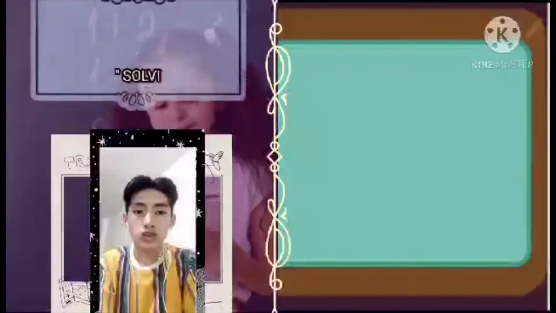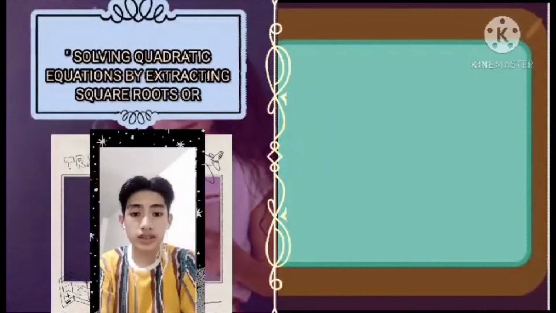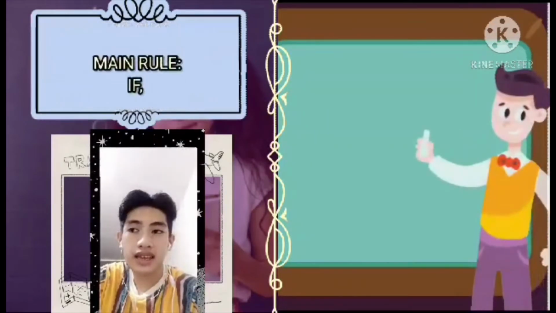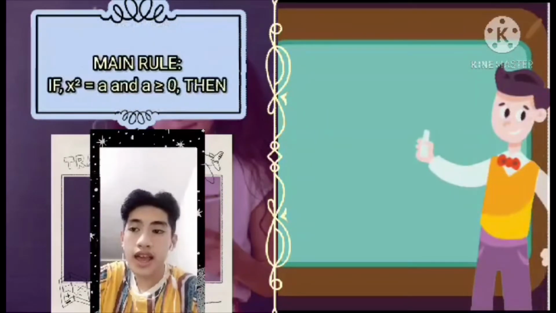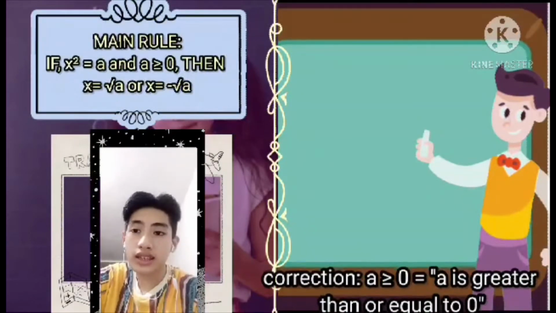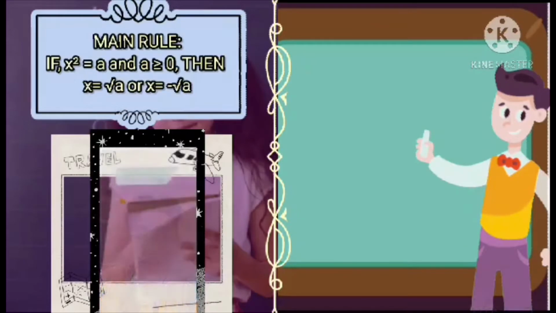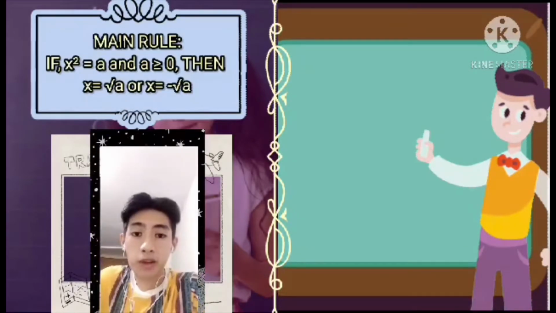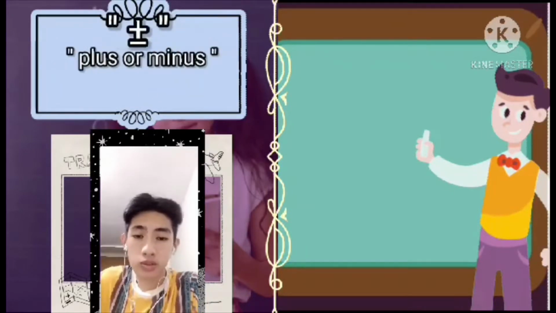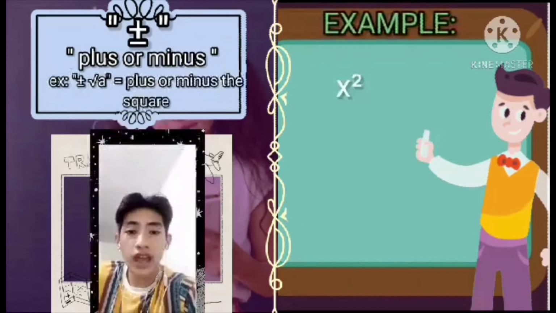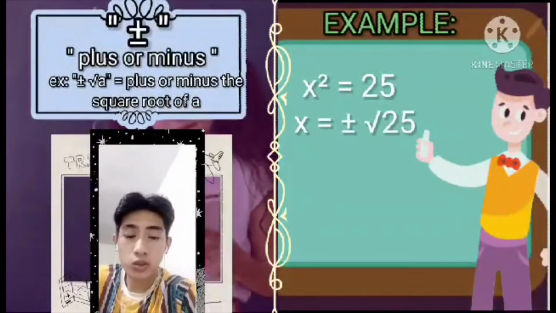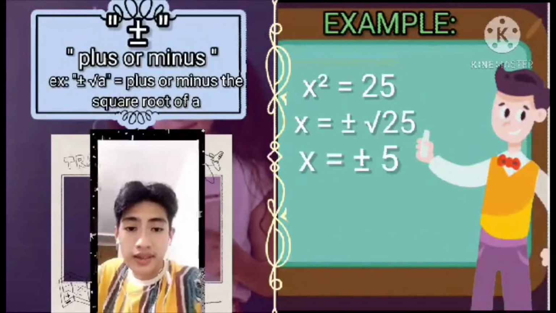Now this is it. Solving quadratic equations by extracting square roots or by using the square root formula. The main rule of this topic is that if x squared is equal to a and a is greater than 0, then x is equal to the square root of a, or x is equal to the negative square root of a. It is actually common to indicate the positive and negative solutions by writing this, read as plus or minus the square root of a. For example, if x squared is equal to 25, then x is equal to plus or minus the square root of 25, or plus or minus 5.